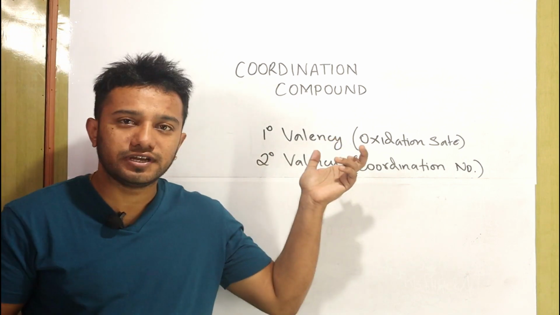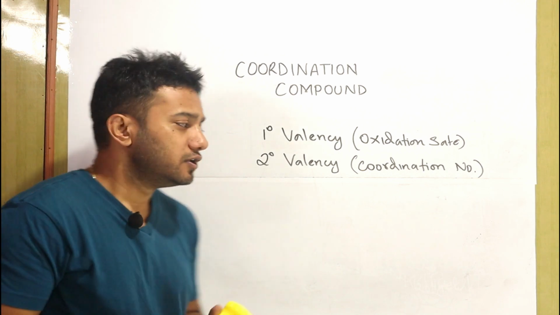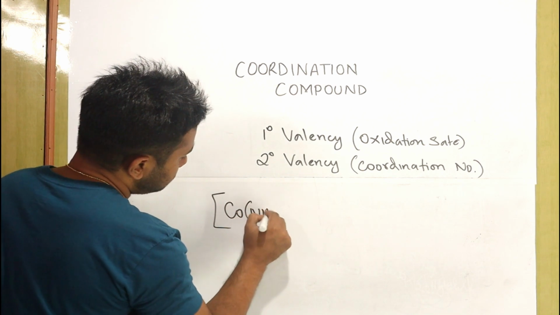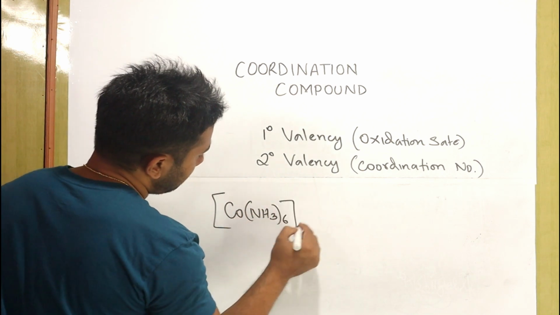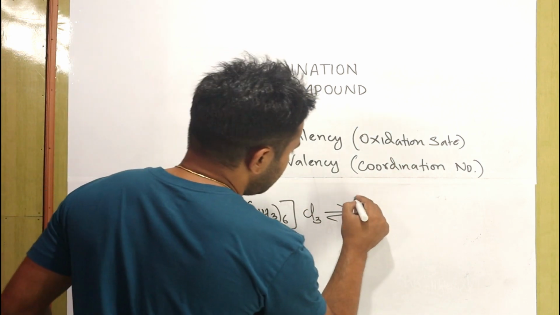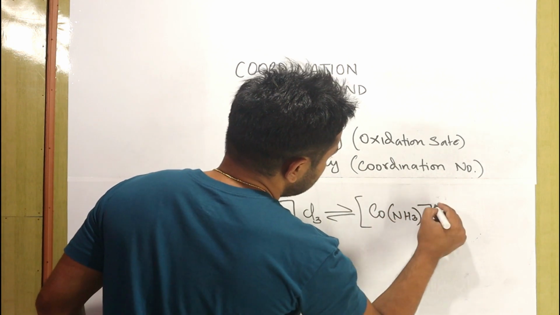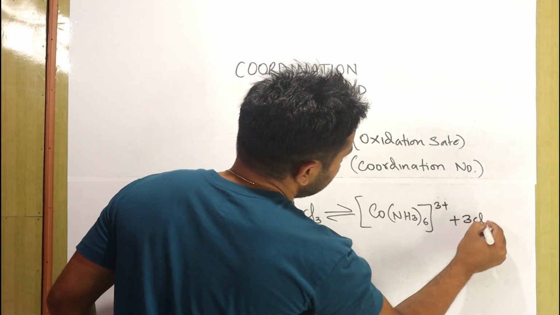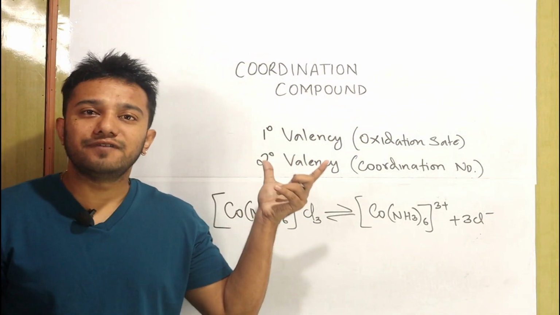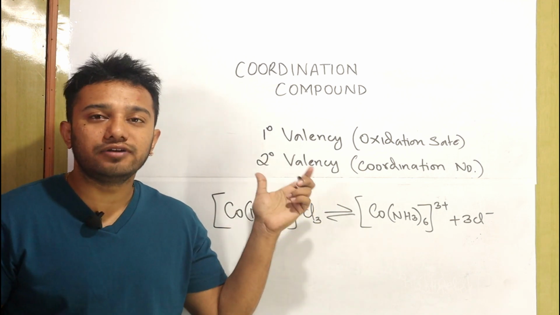Primary valency is the oxidation state and secondary valency is the coordination number. So for example, if I take the same compound [Co(NH3)6]Cl3 and add it in an aqueous solution, we shall have [Co(NH3)6]3+ plus 3 Cl- ions. You should also know that primary valencies are ionizable, whereas secondary valencies are not ionizable.